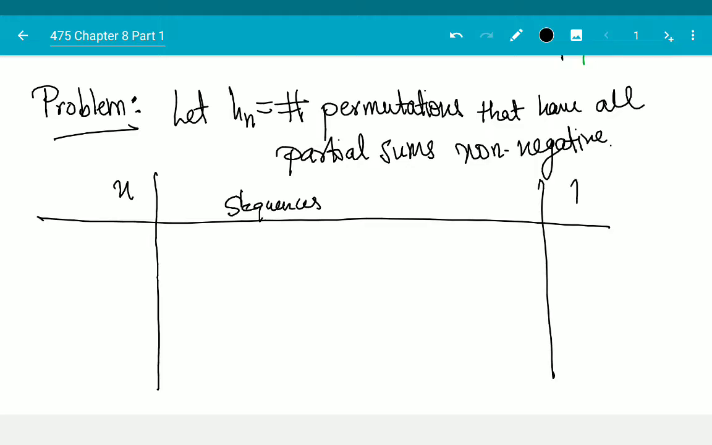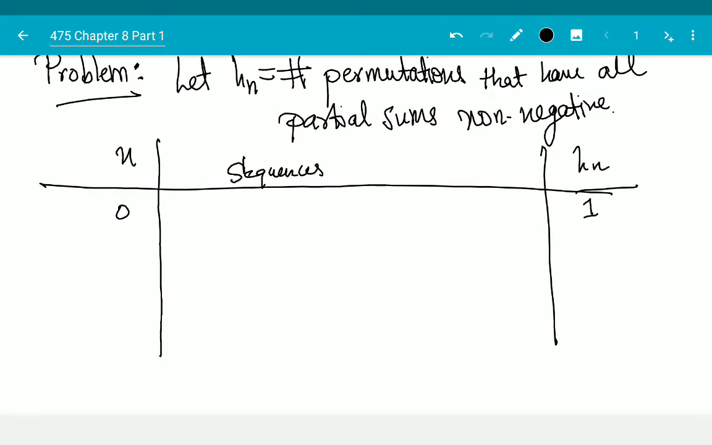and h_n. So for n is equal to 0, there is no sequence. Well, we will say that it is 1. I'll define h of 0 is equal to 1. The only sequence is you stay at the point 0 itself. So there's no moving up and down. That I'm calling a sequence.